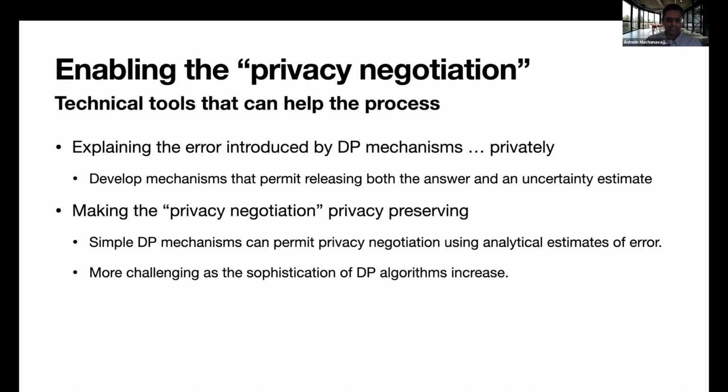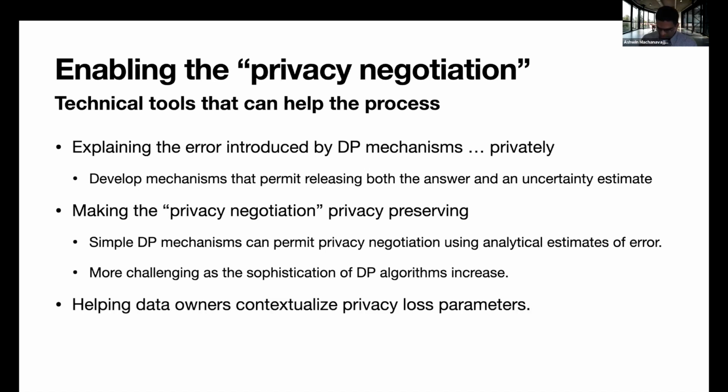But in some cases, for example, if using a data-dependent mechanism like a median algorithm, then it's hard to analytically estimate what the error is. So you need to run the mechanism to get estimates of error. And so that becomes more challenging as the sophistication of the DP algorithms increases.